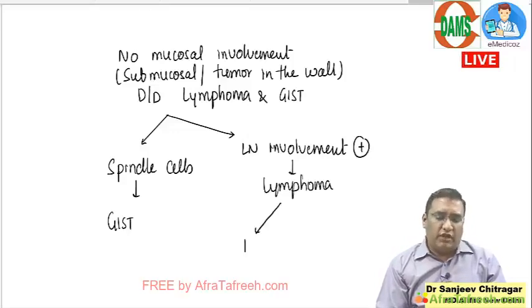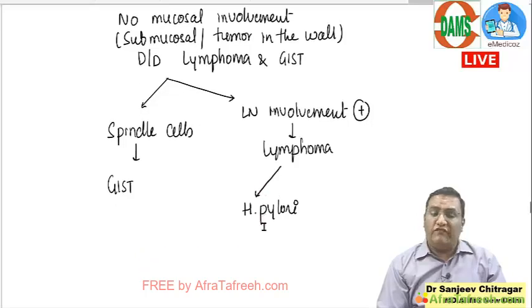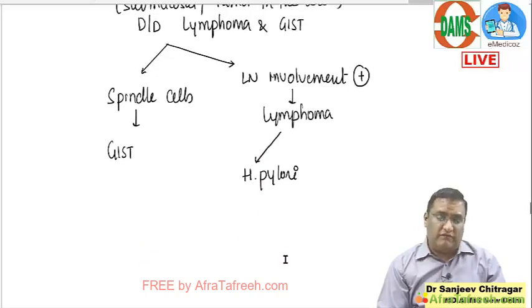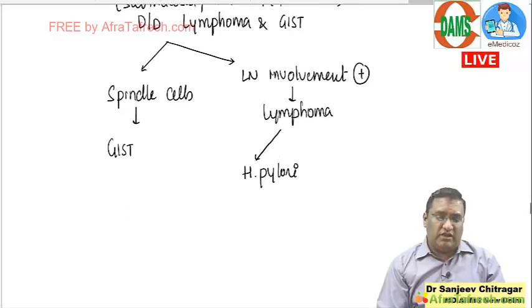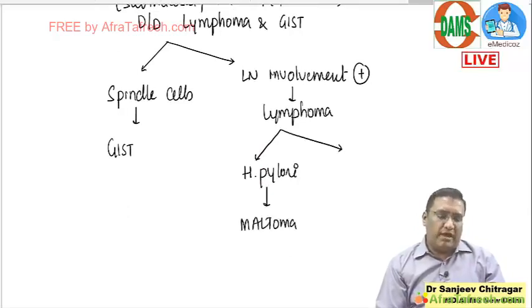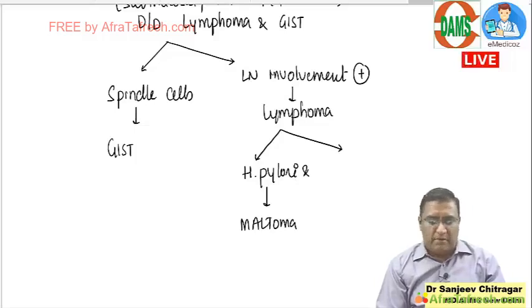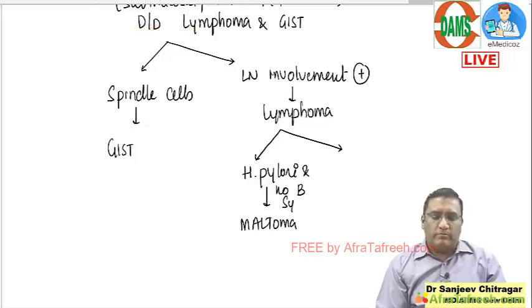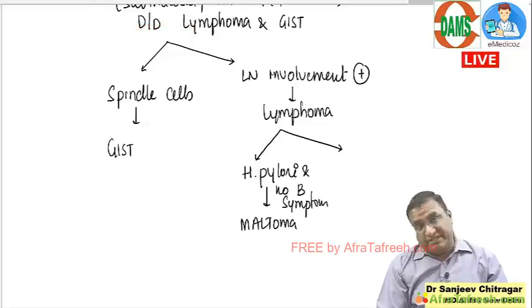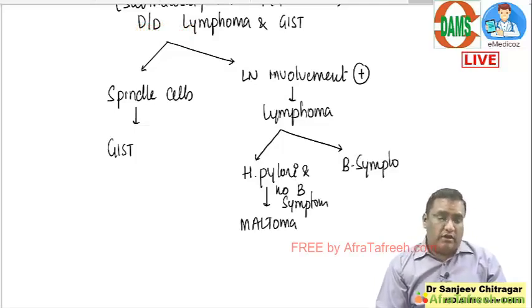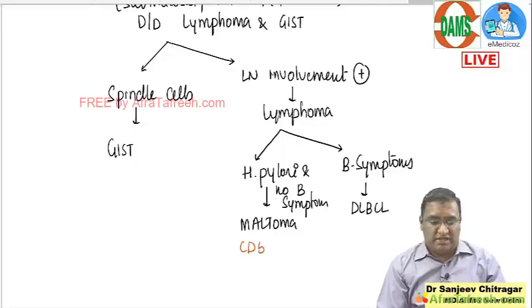Other than that, for lymphoma, other key history will be given: H. pylori. H. pylori infection, definitely start suspecting lymphoma. Which lymphoma we suspect here? With H. pylori we will be suspecting a maltoma, right? That is what we are going to suspect, maltoma. And also no B symptoms because this is a low grade tumor. If B symptoms are present, then we suspect a DLBCL, diffuse large B cell lymphoma.